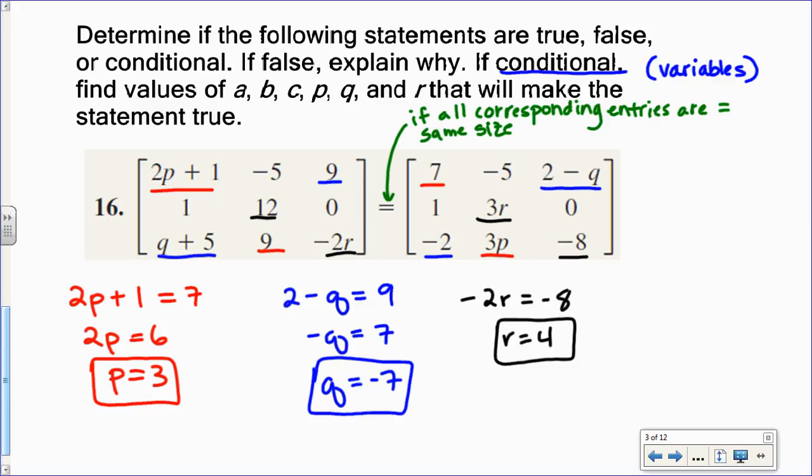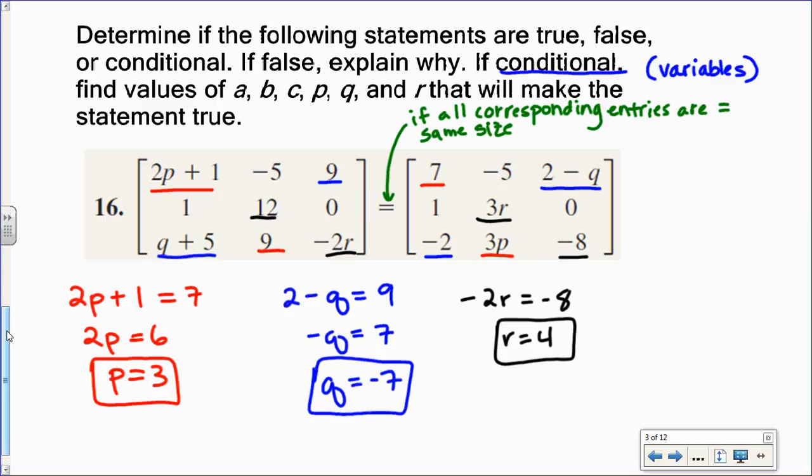Questions about that? So the problems before 16, the ones that you would say are true or false, wouldn't have variables. They are just all numbers, and you just check. If they're the same, it's true. If they had different numbers in certain positions, it'd be false. So that's what that first statement means. Okay. Questions about that?